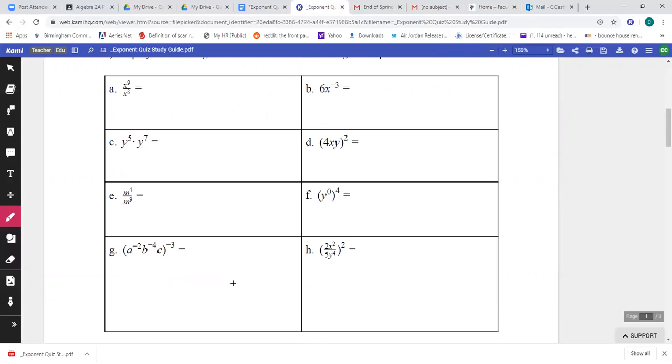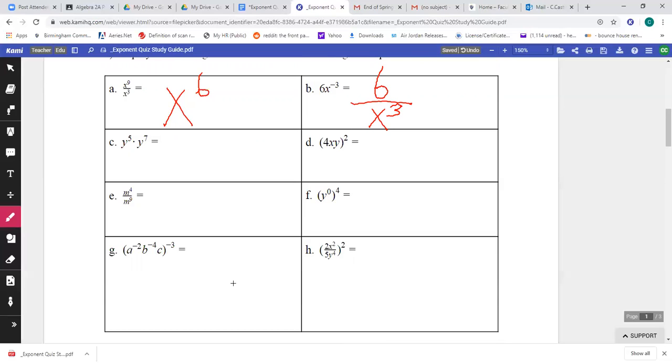For the first one, if you're dividing exponents, all you do is subtract the exponents. So this should just be x to the 6th. Letter B was a heavily missed question on the homework. I have a negative exponent. That means I'm going to flip it. But don't flip the 6. You see here how 6 does not have the negative exponent? So this will just become 6 over x to the third. The x to the third gets flipped. The 6 does not.